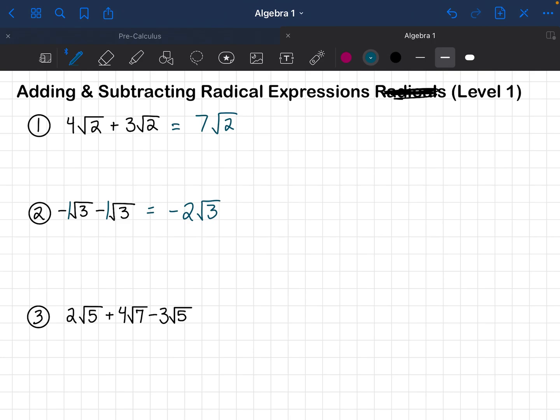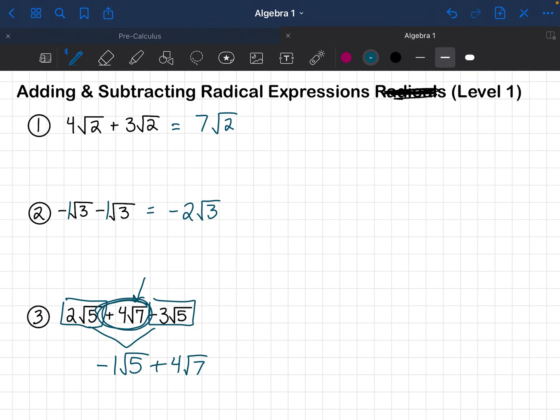All right, we can also do this when we have 3 terms, but notice this one and this term are the only ones in common. This term here has a square root of 7, so we can't combine that one with the rest of them. So I'm just going to combine this 2 square root of 5 and negative 3 square root of 5, and we get negative 1 square root of 5. Then we have to make sure we don't forget about the leftovers, plus 4 square root of 7.